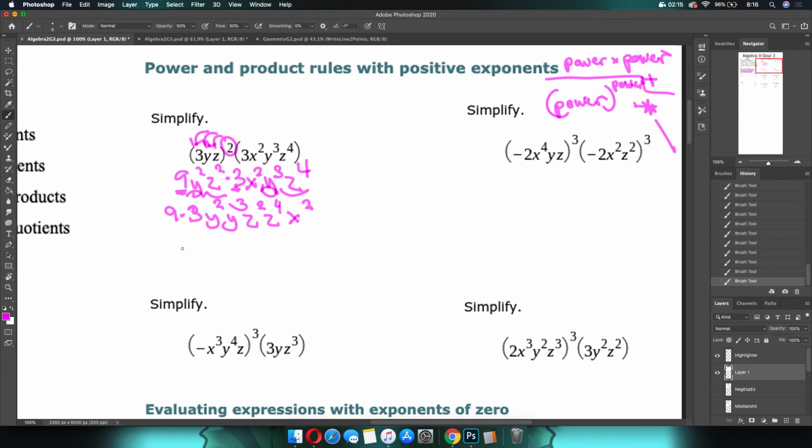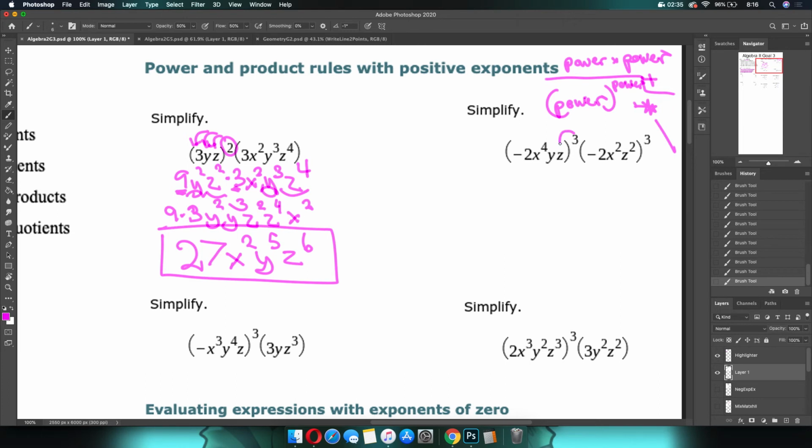So 9 times 3 is 27. And then we have x squared, because we didn't touch it at all. We have y to the 2 plus 3, which is y to the 5th. And we have z to the 2 plus 4, which is z to the 6. And that, therefore, becomes your answer.